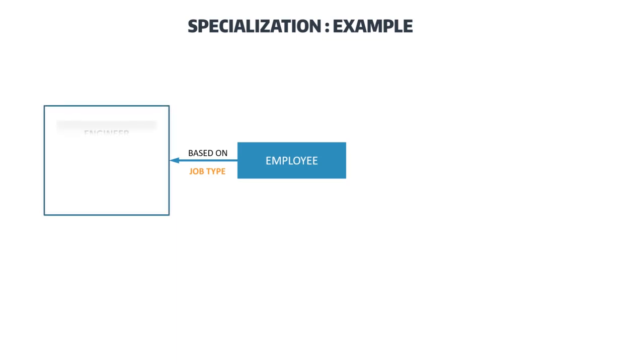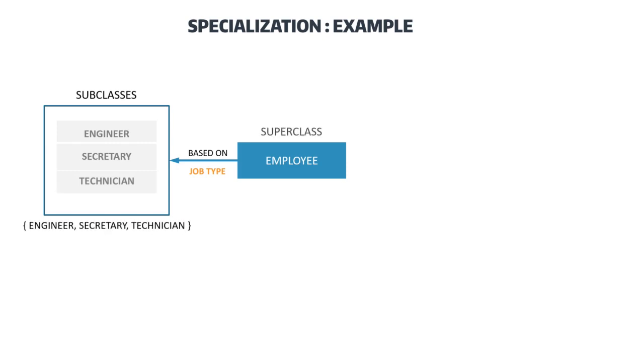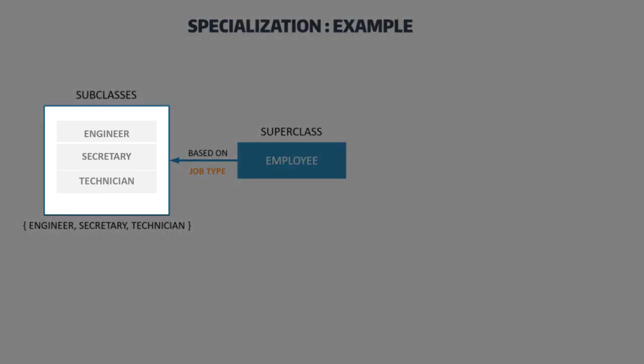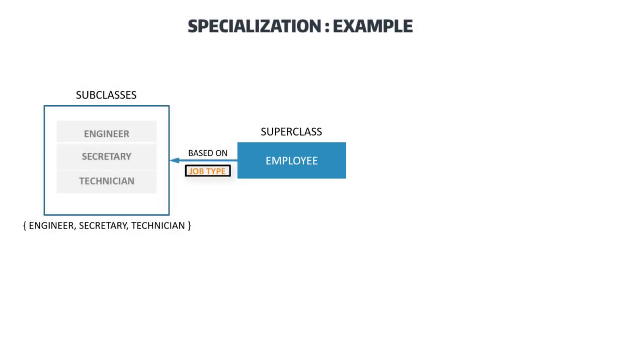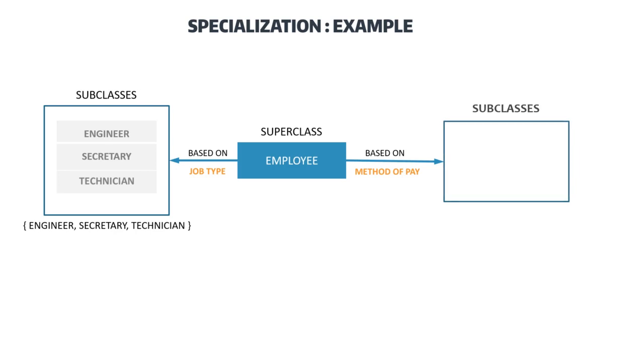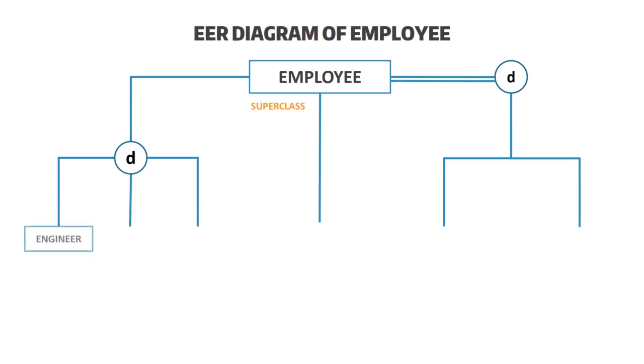For example, the employee entity can be distinguished based on the job type as engineer, secretary and technician. This set of subclasses engineer, secretary, technician is a specialization of the superclass employee. We can have several specializations for the same entity type based on different distinguishing characteristics. For example, if we distinguish based on the method of pay, then we can define another specialization of the employee entity type as salaried employee, hourly employee. The enhanced entity relational diagram for the employee will be shown as follows.